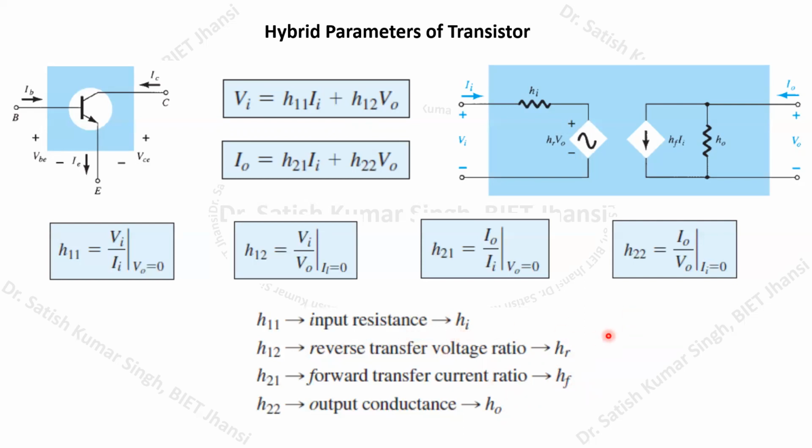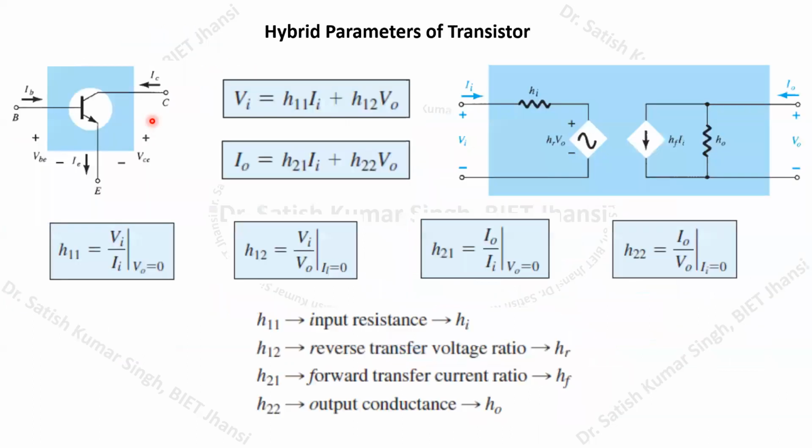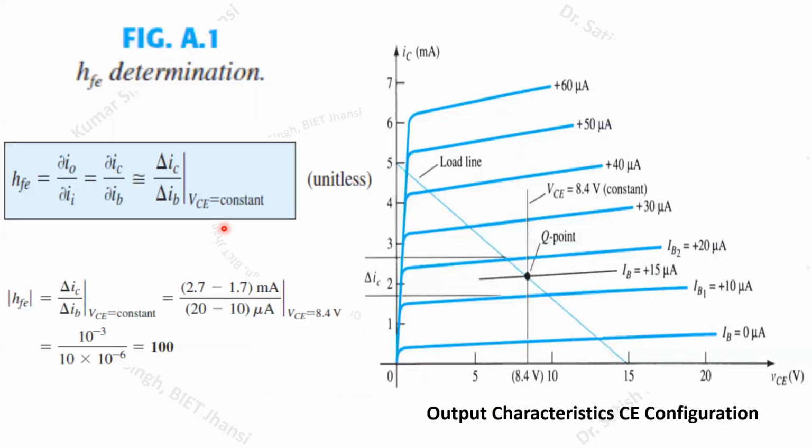So these are the parameters that we have to calculate. So let's see how to calculate these parameters. First of all, here you can see in the graphical procedure, this is the first parameter that we wish to calculate, HFE. What is this HF? HF is the forward transfer current ratio. Okay, so the forward transfer current ratio that we have to calculate will normally be calculated by this particular expression.